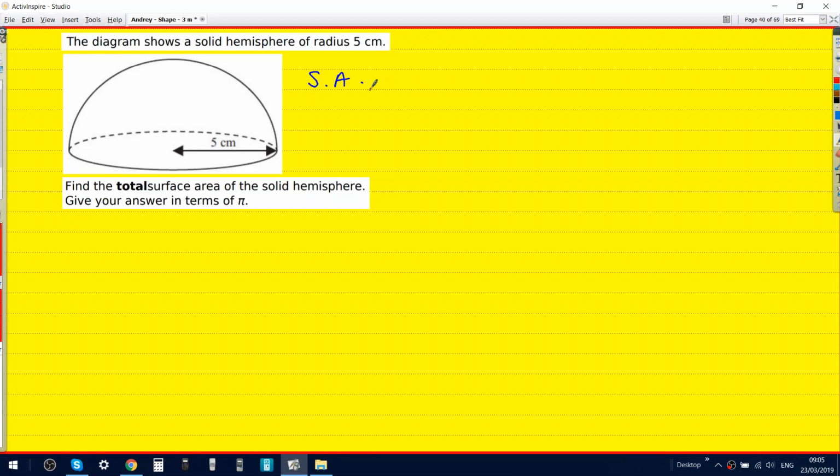So 4 pi 5 squared, and then divide the answer by 2. I'll just write times a half.